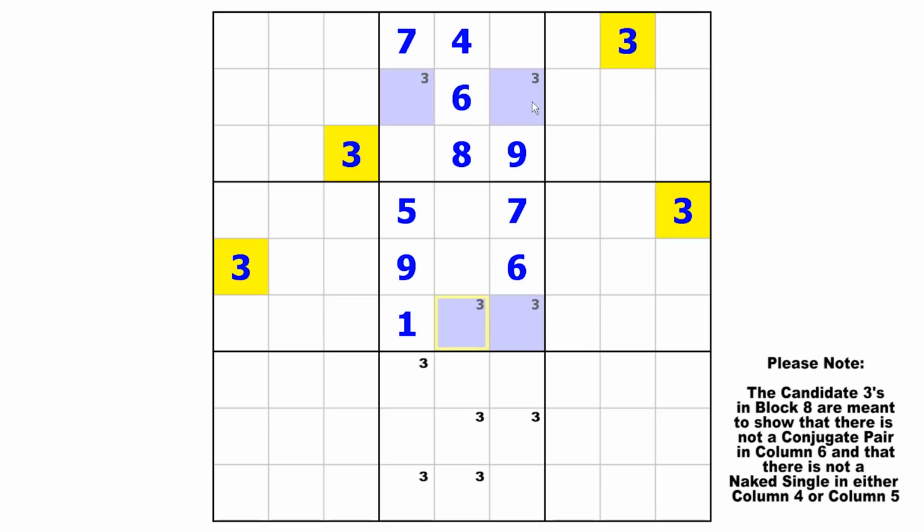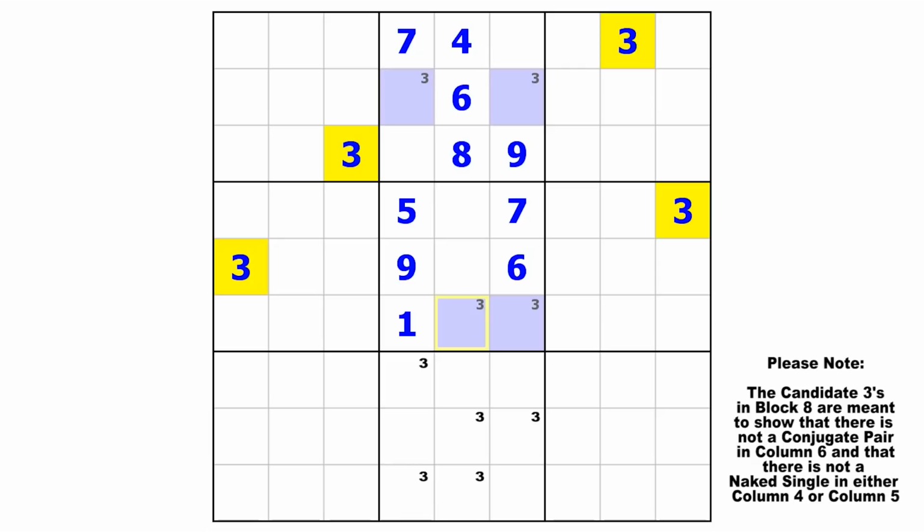So if we discover that either one of these connected candidates is true, we will know the true-false value of the other candidate 3s in the blue cells, just like with a crooked X-wing. And we will get the exact same results if we discover that either of the offset candidate 3s is false. Because if either of them is false, that will make one of the connected candidate 3s in column 6 true.